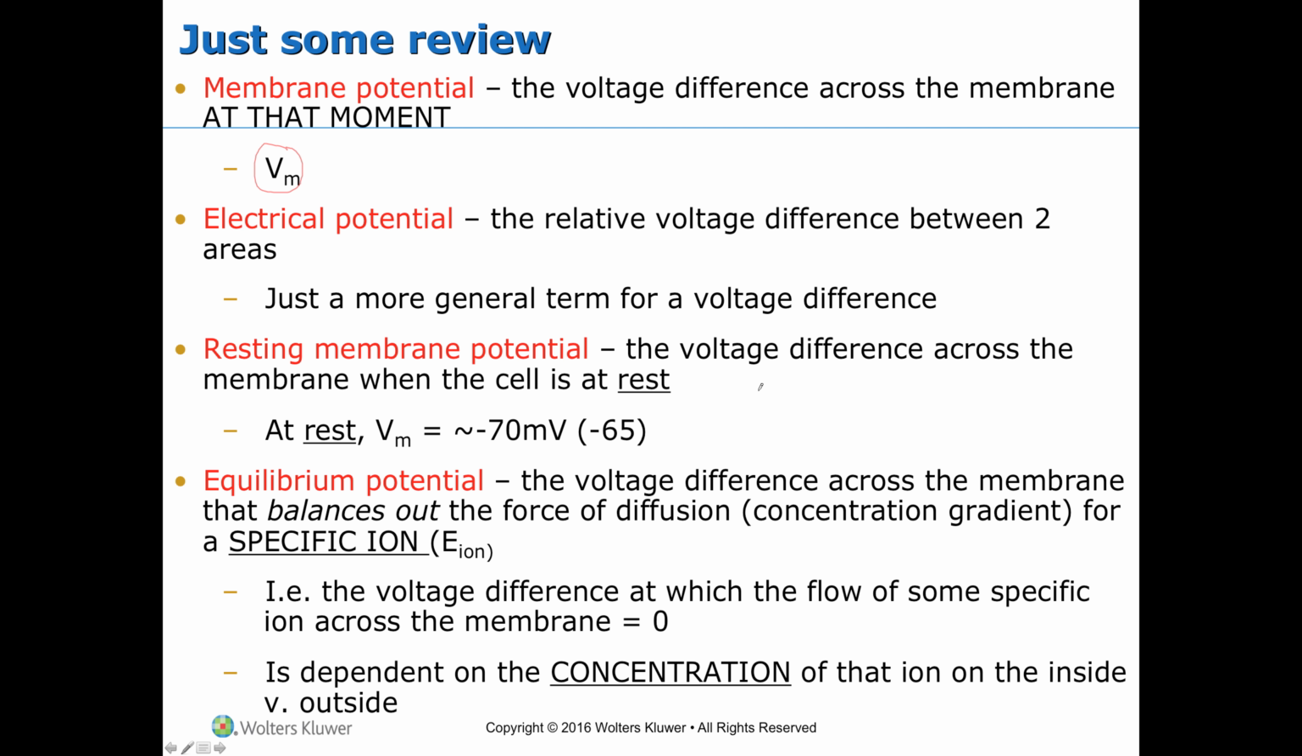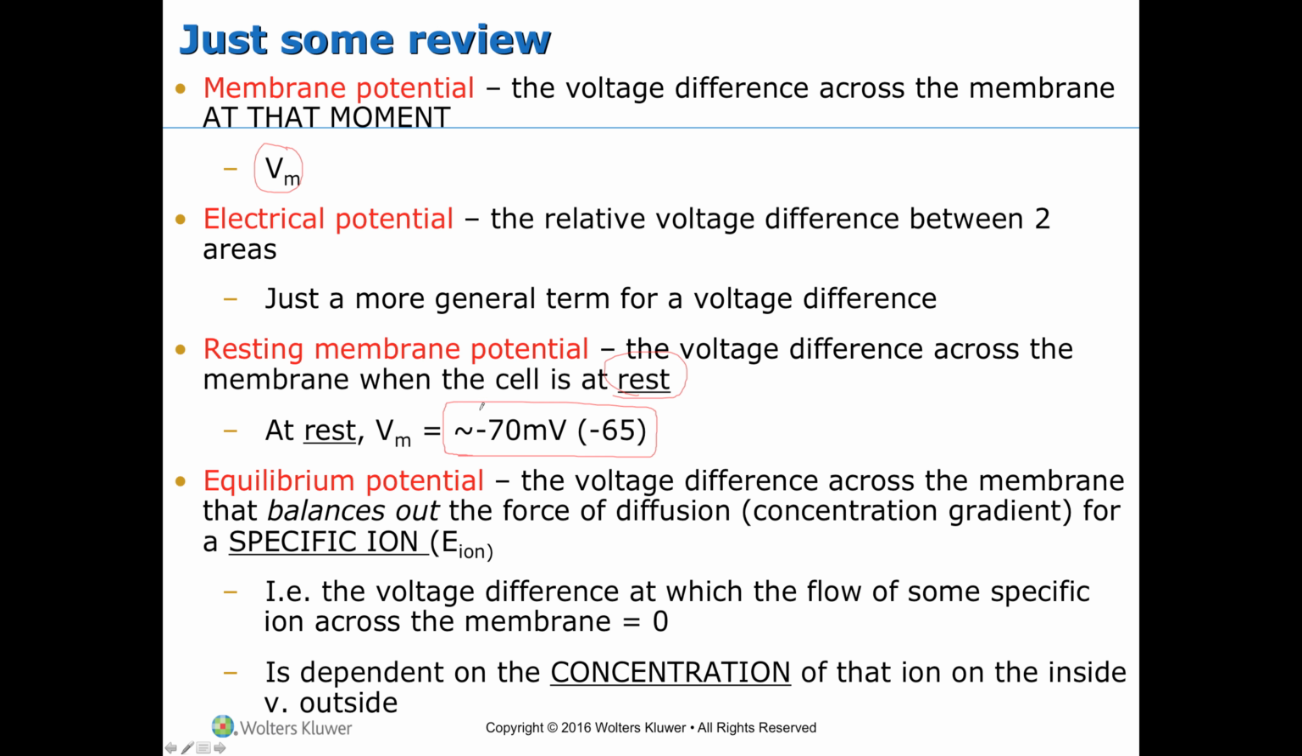The resting membrane potential is the voltage difference across the cell membrane when the cell is at rest. So again, when the cell is not firing action potentials or sending information, at rest, the membrane potential is going to be roughly negative 70 millivolts or negative 65. I'm not going to ask you to differentiate between negative 70 and negative 65. Just know that negative 70 or negative 65 is roughly the membrane potential at rest.